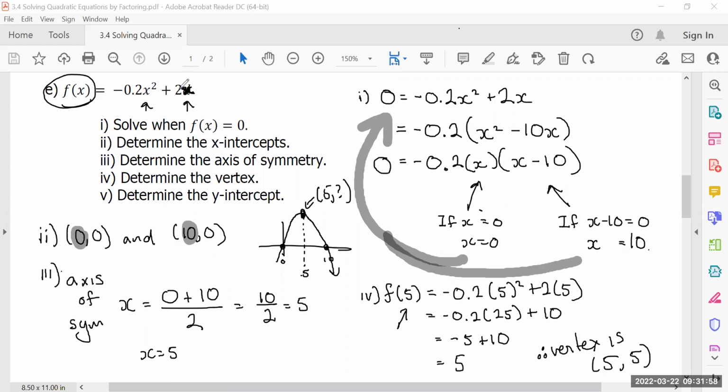And one of the last skills you need for this assignment: determine the y-intercept. Before I do that, I need to clear some space. Are there any questions for these first four? Take your time with it, think about it.